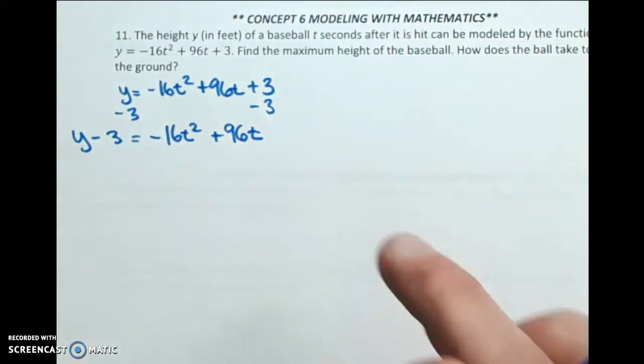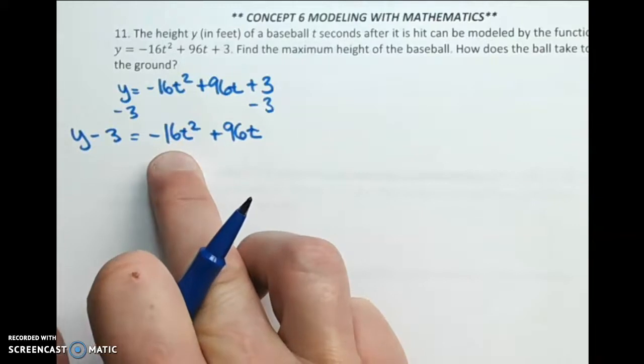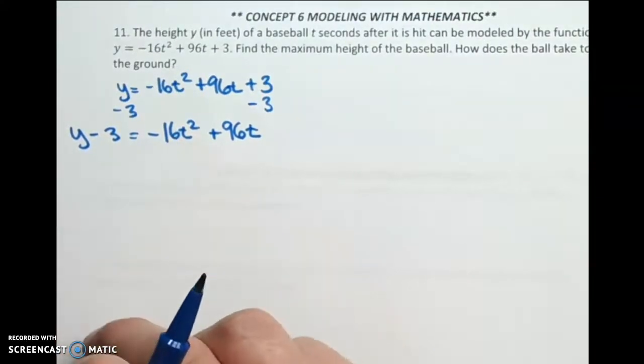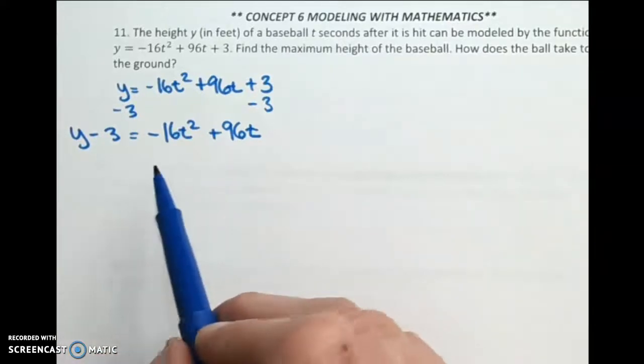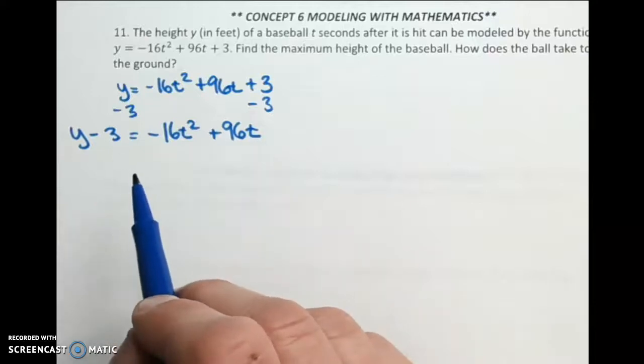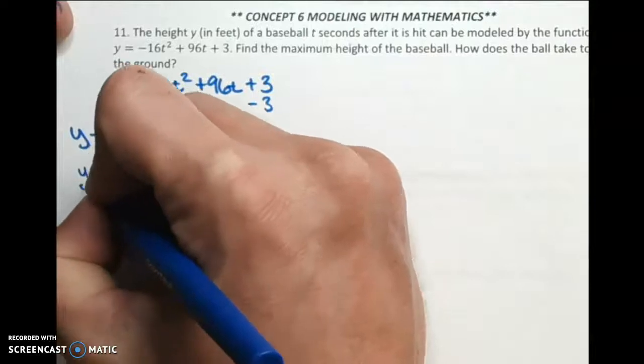I need to complete the square, but before I complete the square, I have to factor out this negative 16. I need the t squared term to be 1, and I don't want to divide by negative 16 because that's going to be a mess over here, right? So I'm going to factor it out, and that would be my a term. So here we go. I have y minus 3.